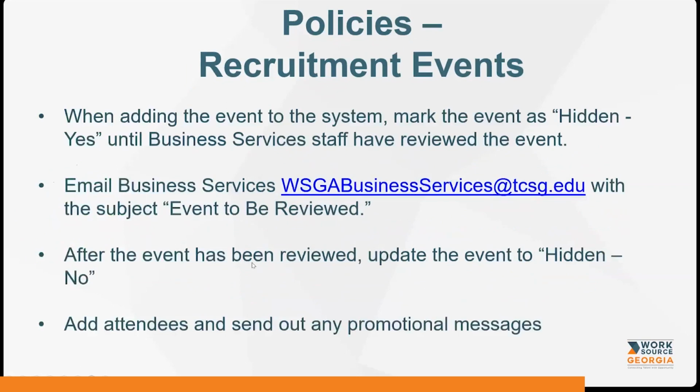When adding the event, again, make sure you mark it as hidden yes until business services have reviewed it. Email business services at the email address on file with the subject "event to be reviewed." After the event has been reviewed, update the event to hidden no, and then you'll add any attendees and send out any promotional messages. So if you have people that you already know you want to register for the event.